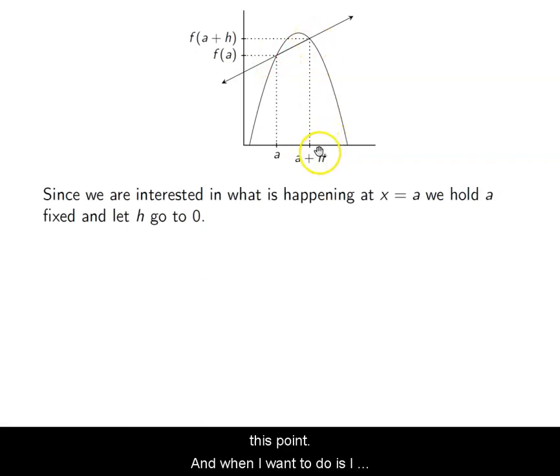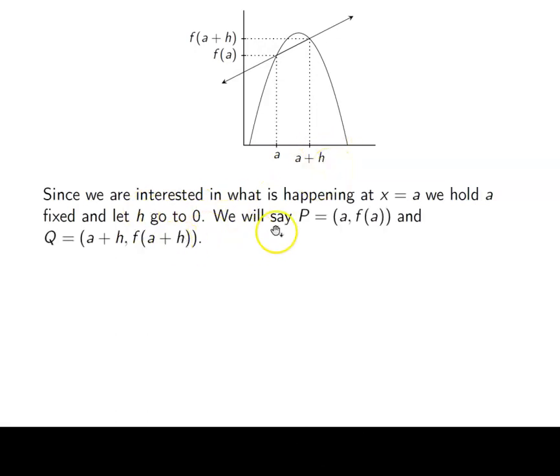And what I want to know is what happens as A stays fixed, but the distance between them, h, grows smaller. What happens as h goes to 0? So I'm going to say that P is my point A, f of A, and this point Q here is going to be A plus h, with an output of f of A plus h.